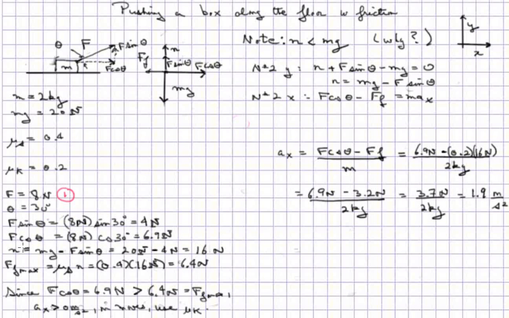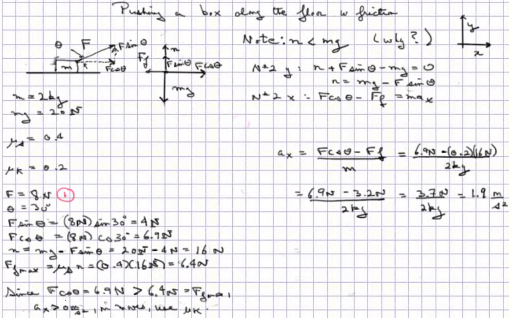And so now our n is mg minus F sine theta, which in other words is 20 newtons, that's the weight, minus the y component of this applied force, 4 newtons. And so the normal force is 16 newtons, 4 newtons less than the weight. The maximum impeding force of friction is always given by mu sub s times n, and so that would be 0.4 times the n we just computed, 16 newtons, which is 6.4 newtons.